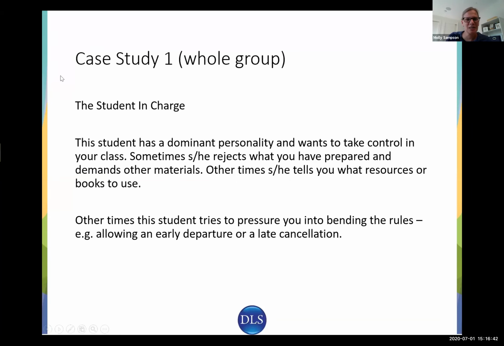Okay, we're going to talk about our first case study, and we're going to do this as a whole group. After we go through this one, we're going to break up and do a couple other case studies. This is a very common one: the student in charge, AKA the bossy student. We're all adults and these are professional adults, so they do feel like they're in control. But certain people have dominant personalities and want to take control in your class. Sometimes they reject the material you've prepared, or tell you they want to use a different book than the one you or the school has chosen. Sometimes they pressure you to bend the rules or allow an early departure or late cancellation. It could be academically bossy, or controlling your break time, saying they don't want to take a break now, but you as the teacher are in charge of the break.